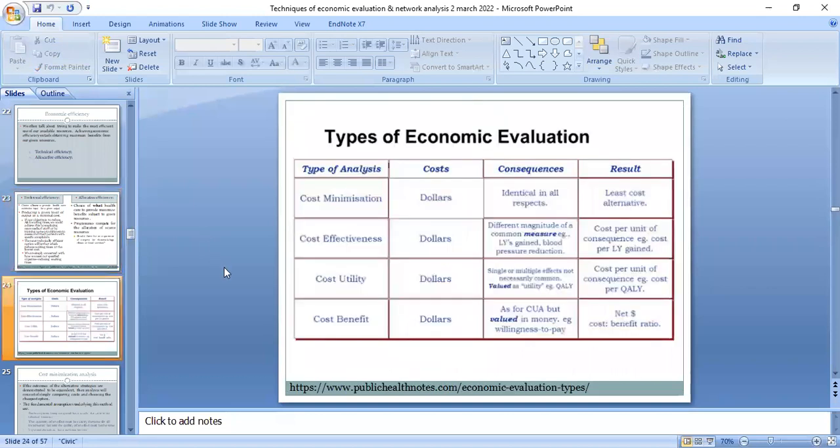Now, types of economic evaluation. Economic evaluation has four major types. That is cost minimization and cost effectiveness that we will discuss today. And the others are cost utility and cost benefit analysis that will be discussed in the upcoming presentations.